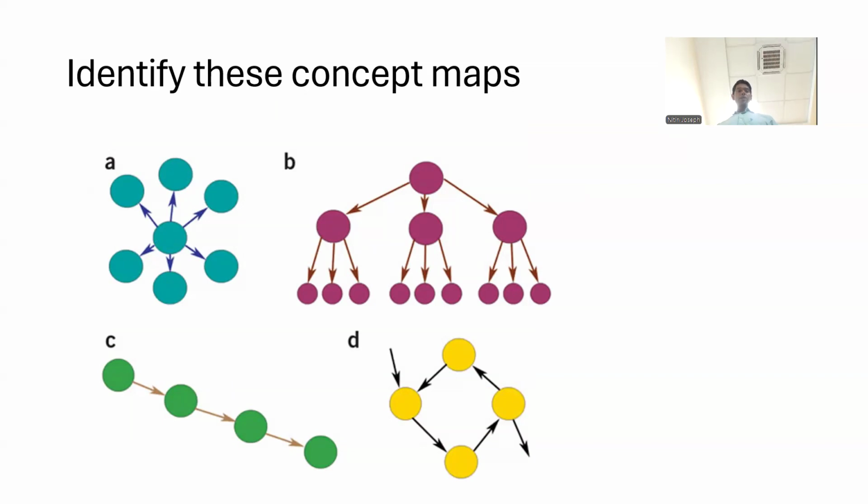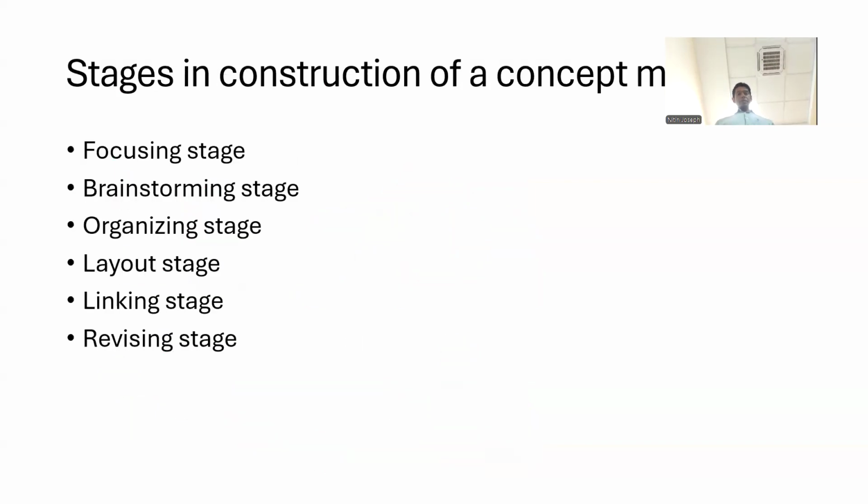Going in the clockwise direction, this is how the outline of different patterns of concept maps will look. First being the spider map, second the hierarchy mapping, then the system mapping, and lastly the flow charting. Now, when you are preparing a concept map, you will go through the following stages: focusing, brainstorming, organizing, layout, linking, and revising.